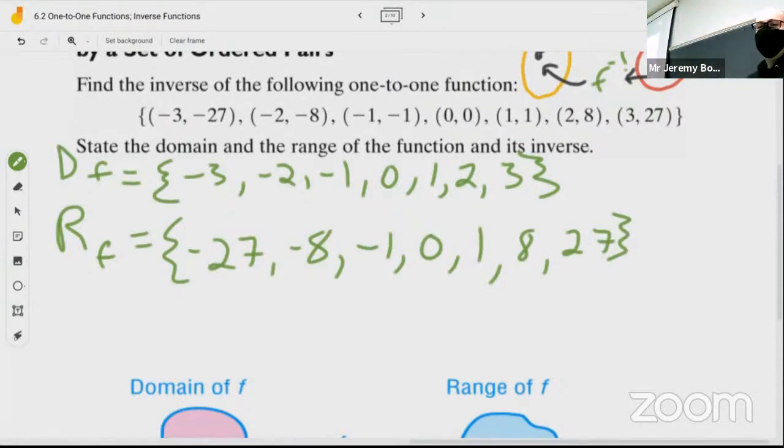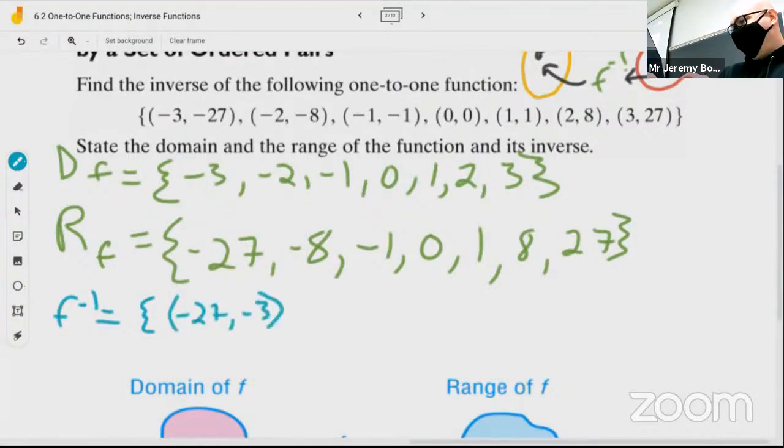If I asked you, using that, to tell me how would you define f inverse, the inverse function of that one? Instead of -3, -27, what are we going to have? Yep, it's going to map it backwards. So it's going to take negative 27 and map it to negative 3. And then we would just do that for all of the ordered pairs.